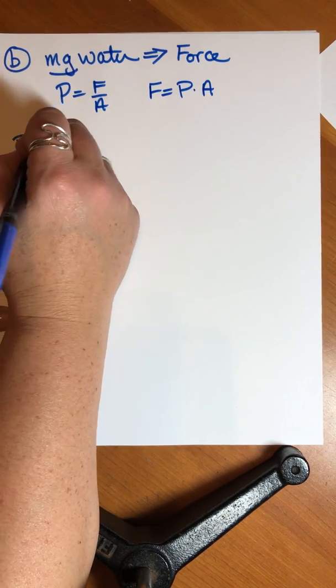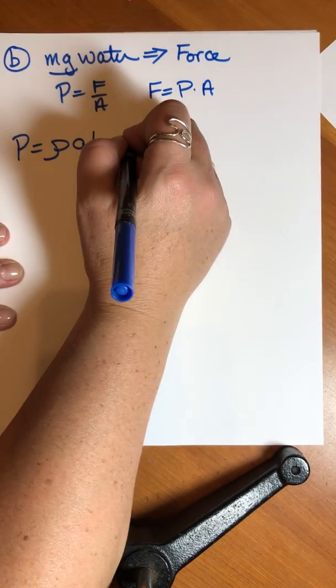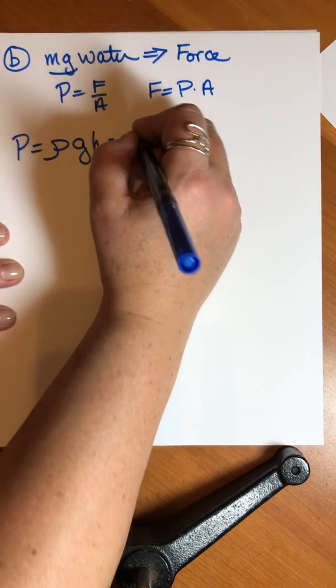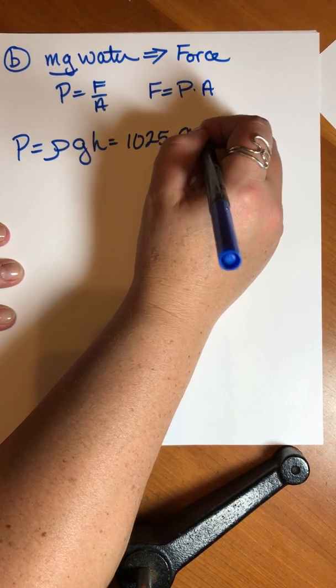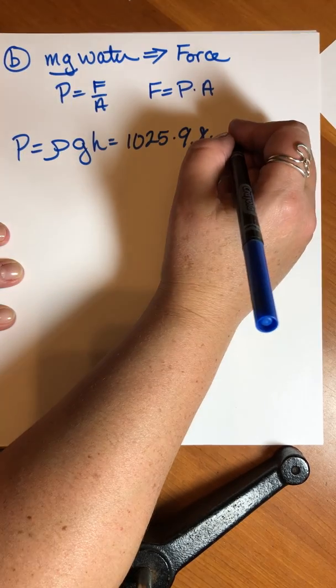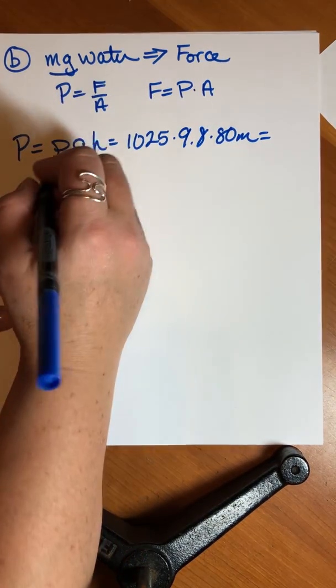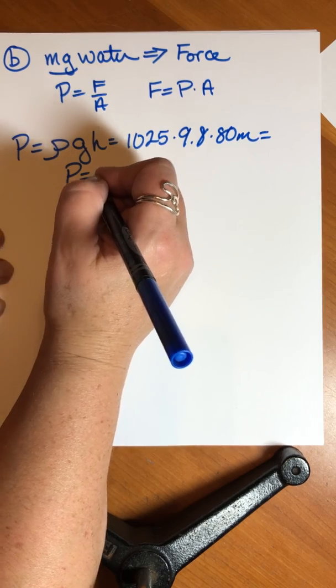So I'm just going to say pressure equals rho g h. So the density, now remember this, they told us it was seawater, not fresh water, so this was 1025, g is 9.8. The height is the maximum depth there at the bottom, so that was 80 meters. And so when we calculate that all out, we get the pressure equals, where's my number here?